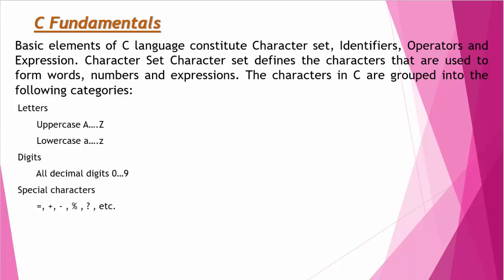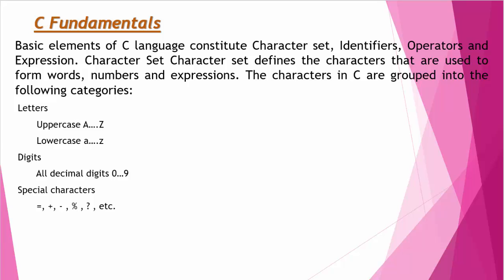The characters are A to Z, uppercase and lowercase. In a computer programming language, uppercase A to Z and lowercase a to z are completely different. Capital A and small a are never equal. They are two different things. And digits, 0 to 9, and special characters like equal to, percentage, comma, and all the other special characters come into the category. These are the character set.